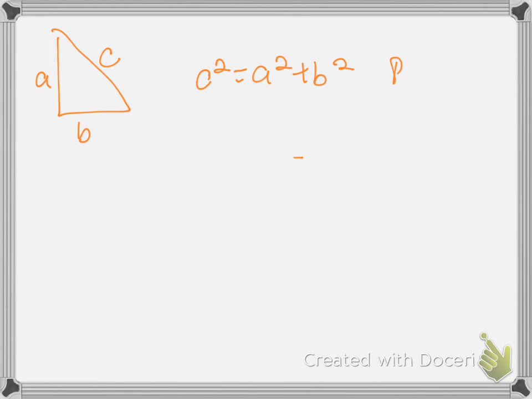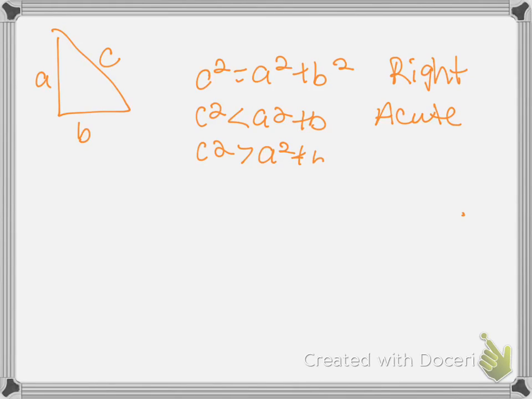So remember, in a triangle, this is your C, this is your A, this is your B. If we know that C squared is equal to A squared plus B squared, then that means it's a right triangle. If C squared is less than A squared plus B squared, it's acute. And if C squared is greater than A squared plus B squared, then it is obtuse. So as long as you can remember that or even recognize it if you see it, you're good.